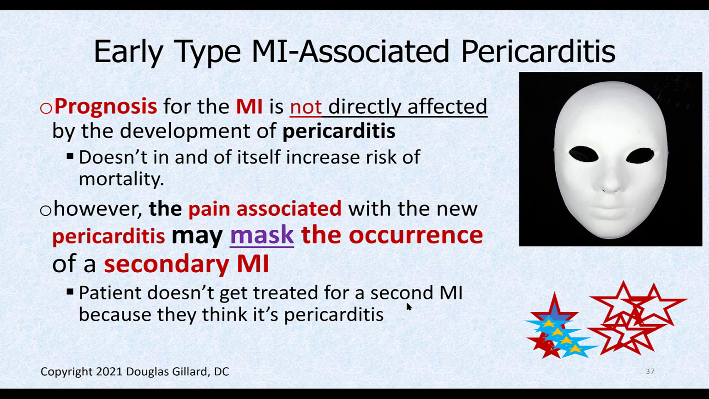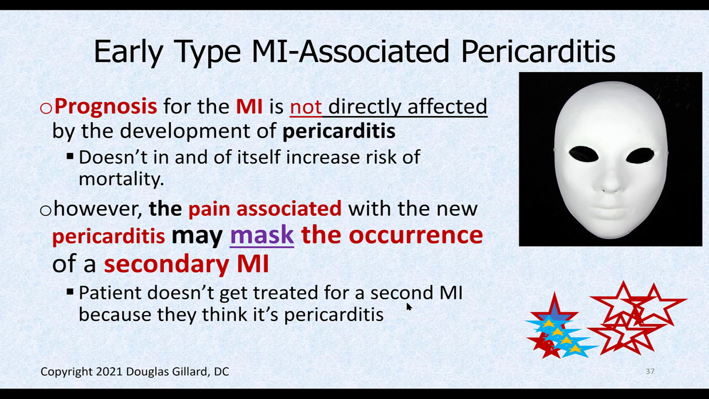These early type myocardial infarction associated pericarditis, it can be dangerous. The inflammation itself is not what's dangerous, but the pain of the pericarditis, which occurs, let's say on day 3. You get another pain, and you think you're having a heart attack, and you get worked up, and you get diagnosed with pericarditis, and that's where the pain is coming from. But that pain may mask another heart attack. If you've had one heart attack, if you had one MI, you can have another one, especially within that first 6 weeks.